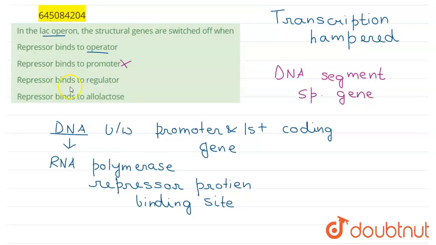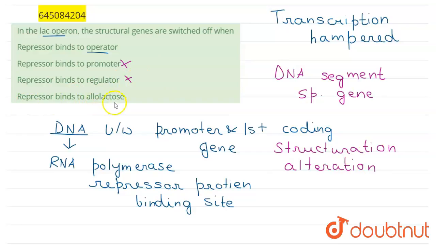What happens when repressor binds to regulator? These regulators are genes that regulate expression of the structural genes. So these regulators have protein products. Here the genes are not switched off, but there is structural alteration of these genes when the repressor binds to the regulator, because it has proteins which look like the promoter site, so there is structural alteration, but the genes are not switched off. So this is also a wrong option.